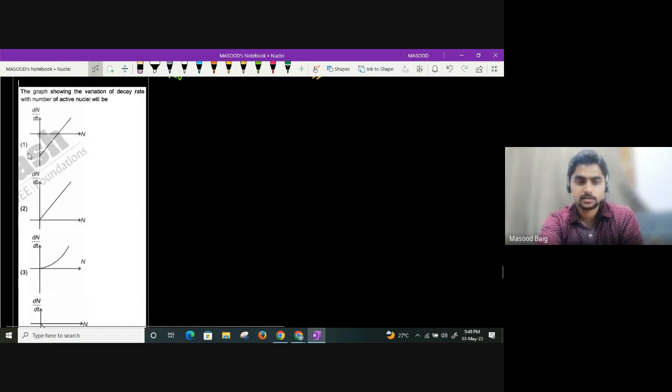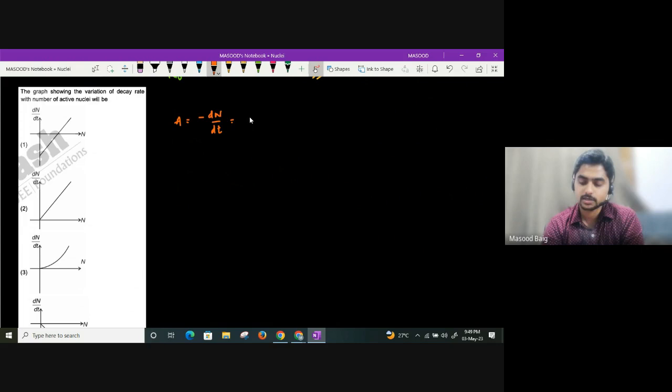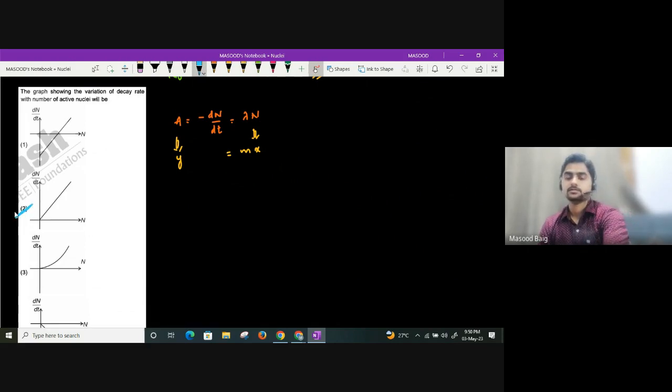What are they saying here? The graph showing the variation of decay rate with number of active nuclei. Decay rate is nothing but activity. Activity is given as minus dn by dt. Minus dn by dt will be what? Lambda times n. Or I can write it as a naught e power minus lambda t. So activity is taken on the y-axis, and number of nuclei at any instant is taken on the x-axis. So which graph will it follow? Y is equal to mx graph it will follow. It will be a straight line passing through the origin, guys. Clear, everyone? Understood, all of you?